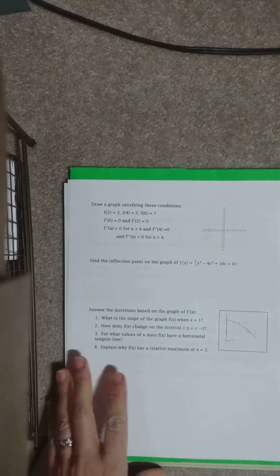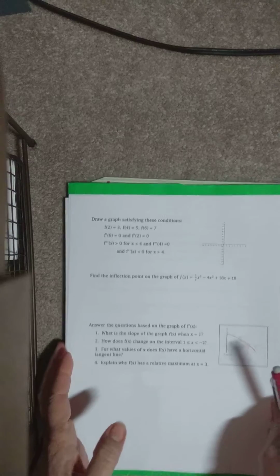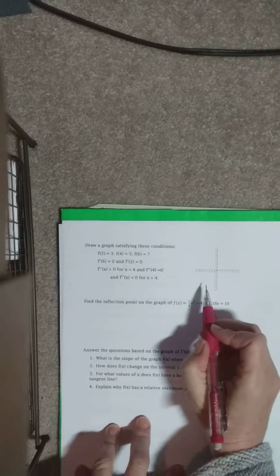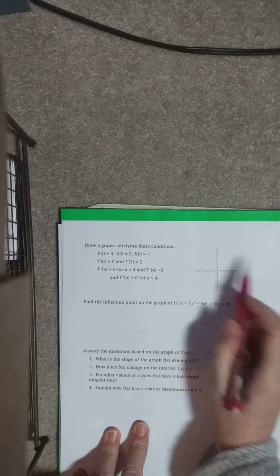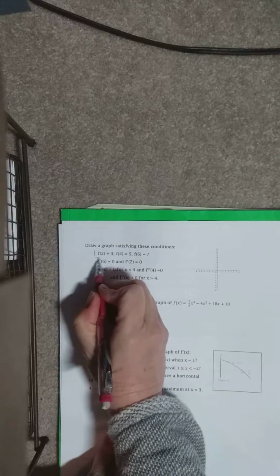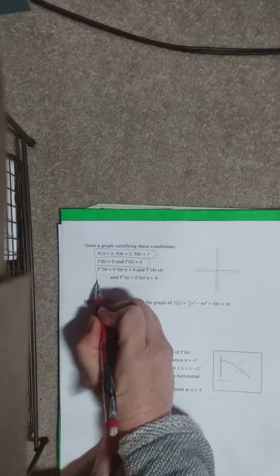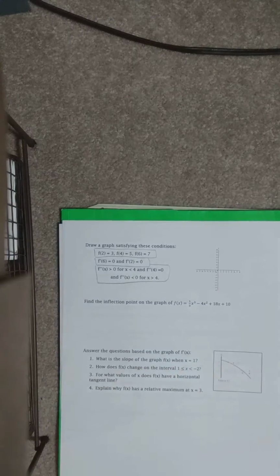So if we look at the next page, the information here is, we're going to use it all to draw a picture, but it's broken into pieces because each of these tells us different information that we need.